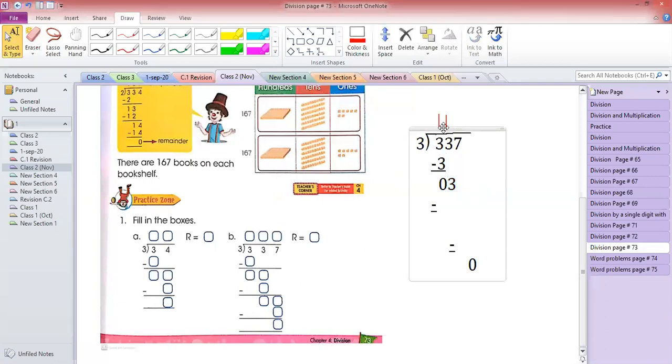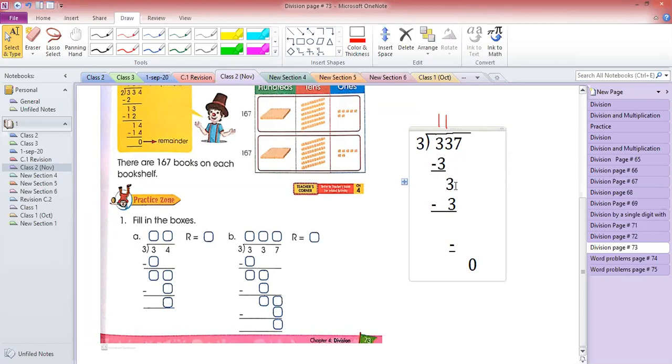I multiply this 3 by this 1, right? So I will, 3 multiplied by 1 equals to 3. I don't need to write this 0. 3 multiplied by 1 equals to 3.